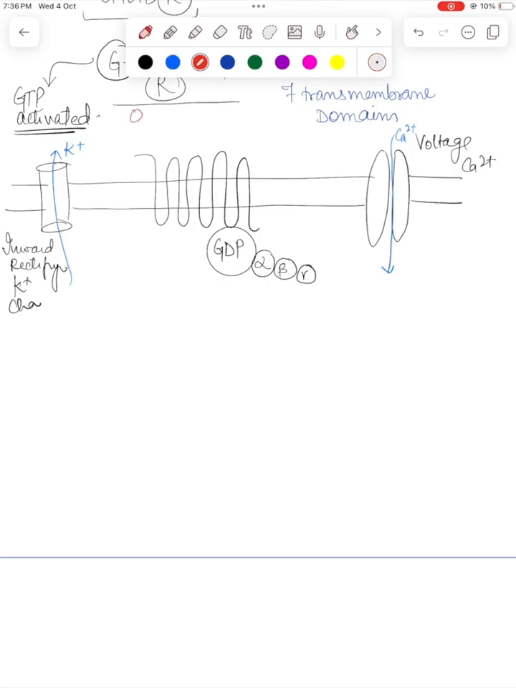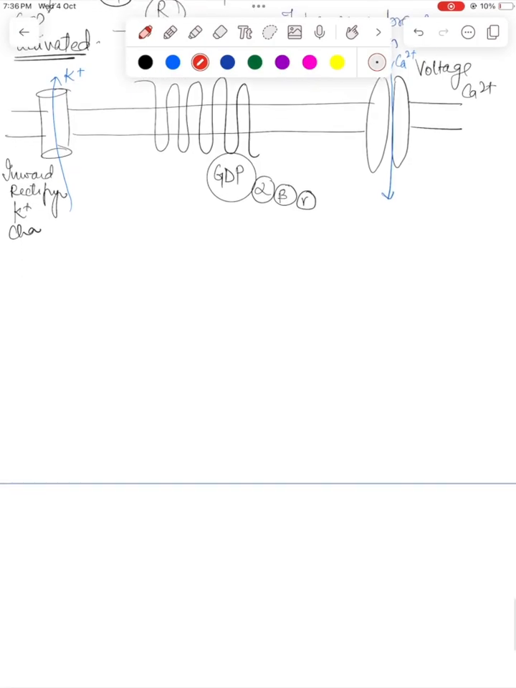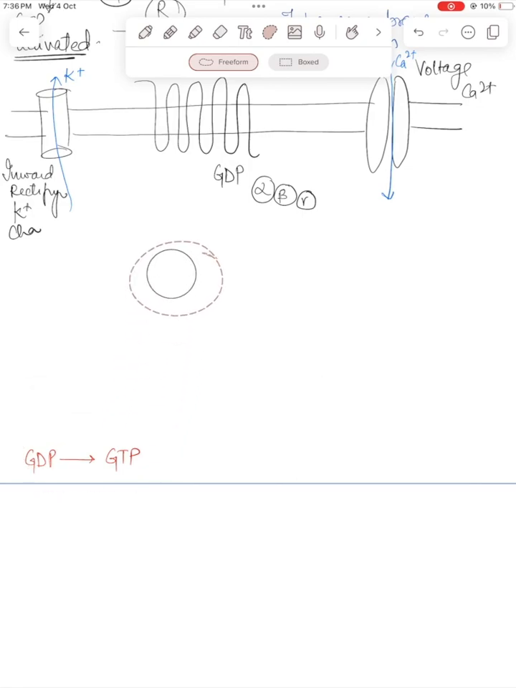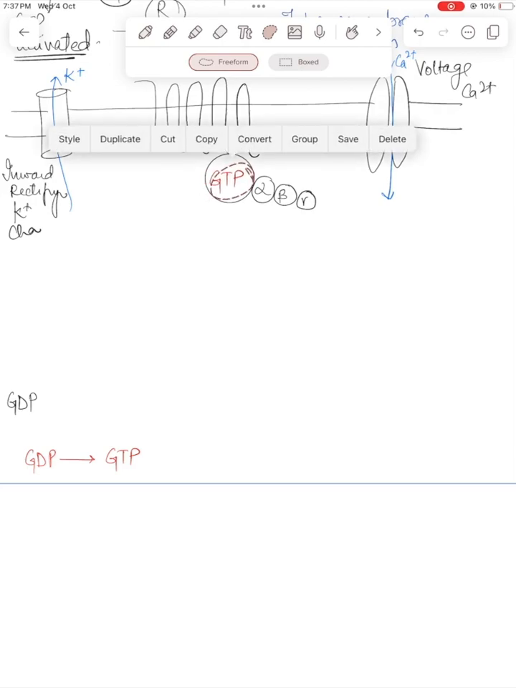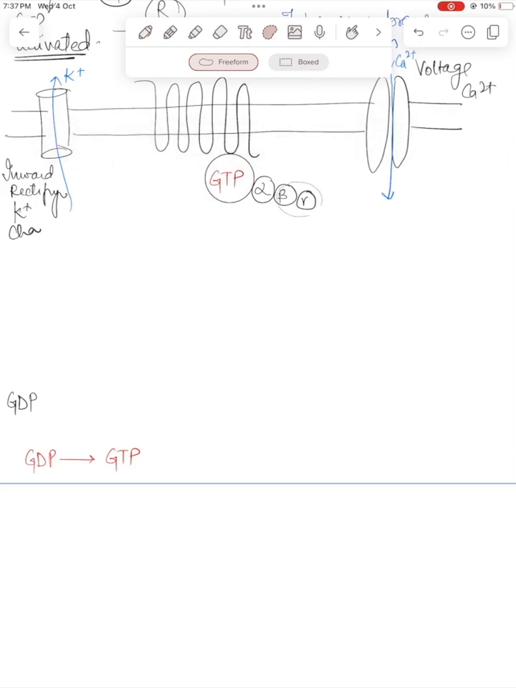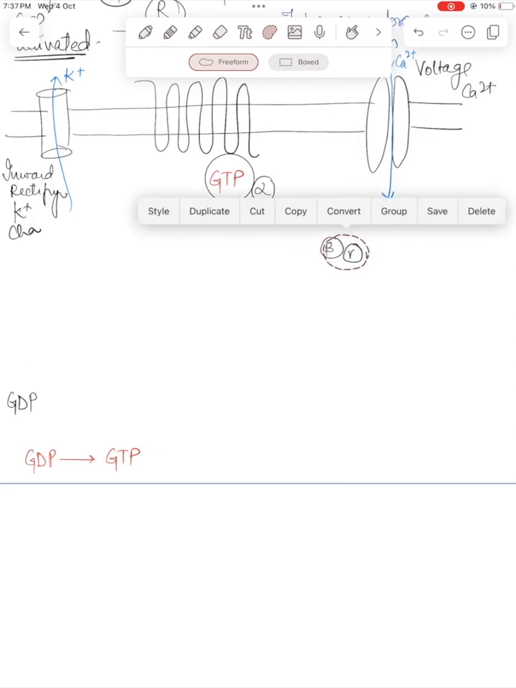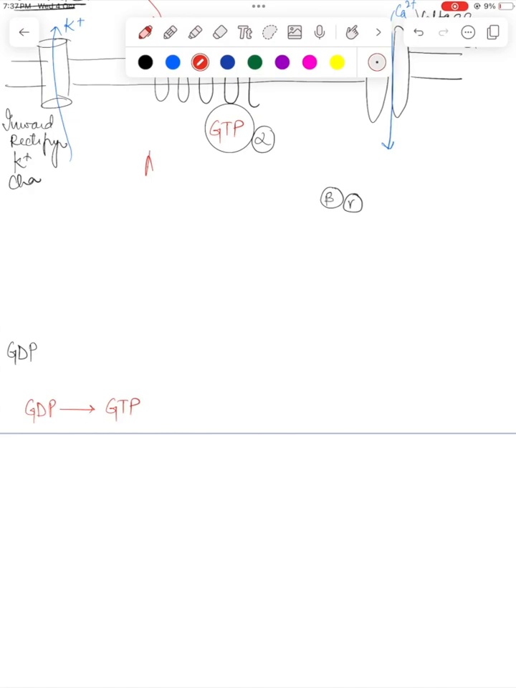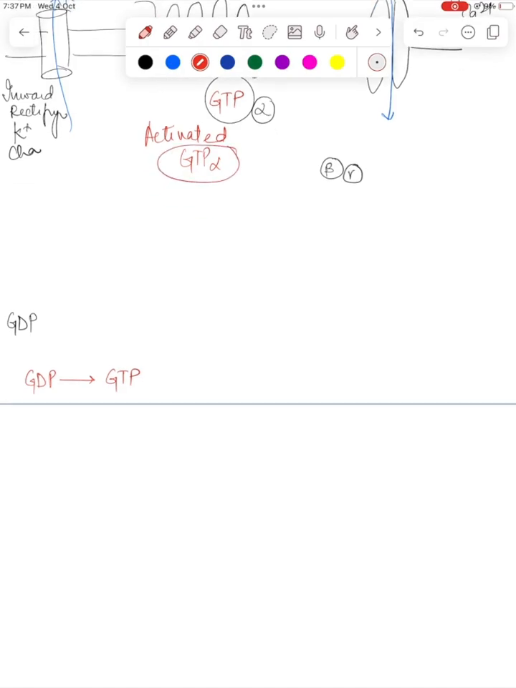So what happens when an opioid comes and binds to this receptor? When an opioid or a ligand binds to this receptor, the GDP is replaced by GTP. Right? So instead of GDP, now we will have GTP. And the beta gamma subunit, they dissociate. Now this activated GTP alpha is going to be responsible for the physiological effects.